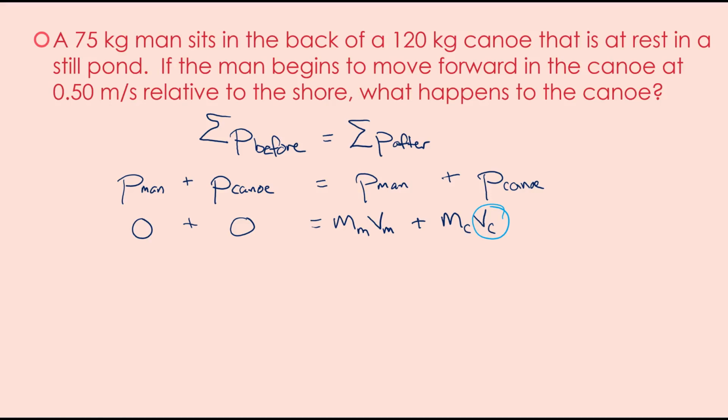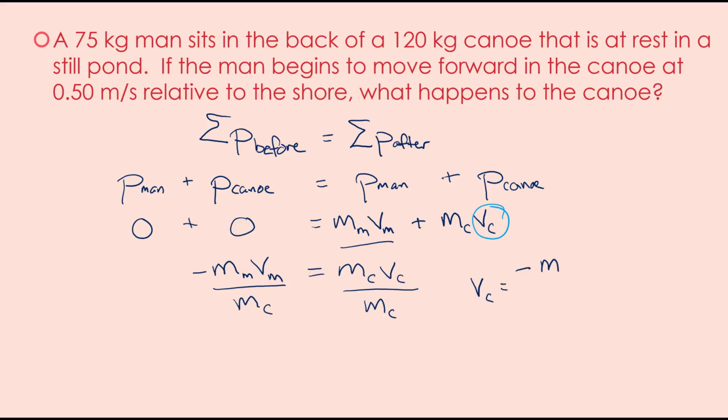So we're going to subtract the man's momentum from both sides. So if we subtract that from both sides, then the left side is going to go from being 0 to the momentum of the man, the mass of the man times his velocity. And that's going to equal the mass of the canoe times its velocity. So if we want to solve for the velocity of the canoe, we divide both sides by the canoe's mass. And that leaves the velocity equal to negative mass of the man times velocity of the man divided by mass of the canoe.